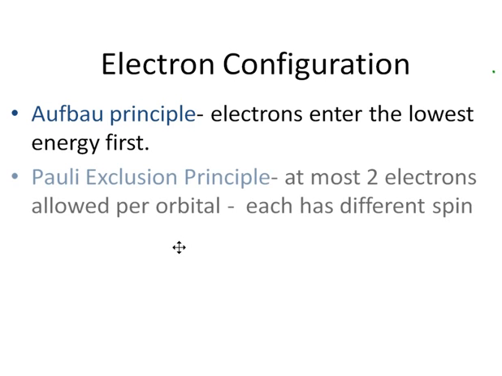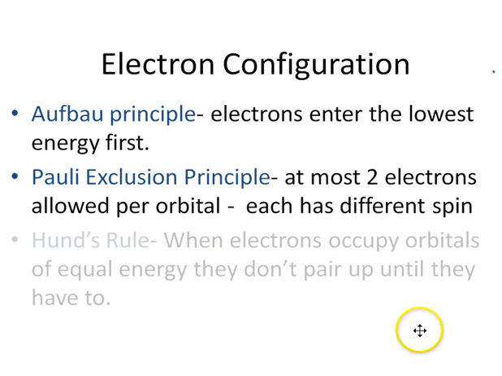There's the Pauli exclusion principle that says at most 2 electrons are allowed per orbital, and each one has to have a different spin. You've already done this with our orbital diagrams when you put the up arrow and the down arrow, and that you only put 2 arrows total in each box. That just has a name. It's called the Pauli exclusion principle.